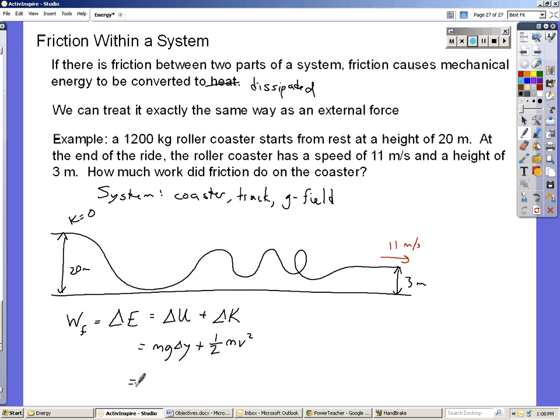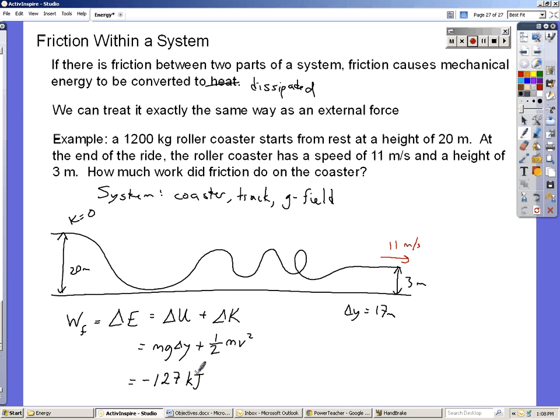If we plug numbers into this, delta y is equal to 17 meters. So that's 11 squared divided by 2, minus 9.8 times 17, all times the mass. And we find that the work done by friction is, first off, negative, which we expect, but it's 127 kilojoules, which is a lot.